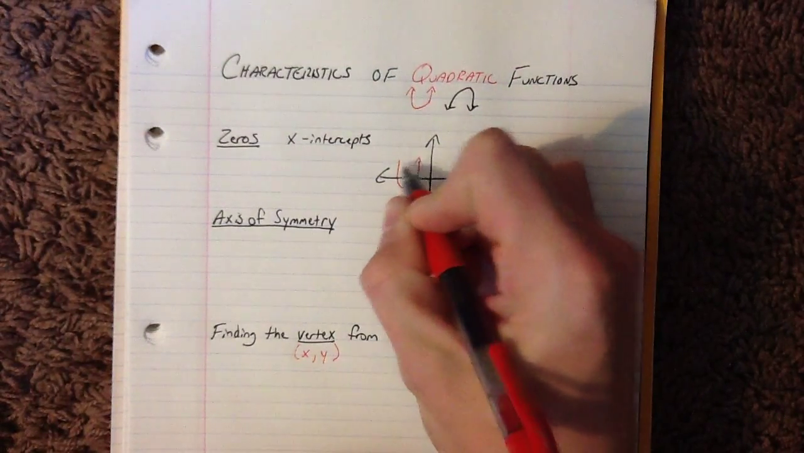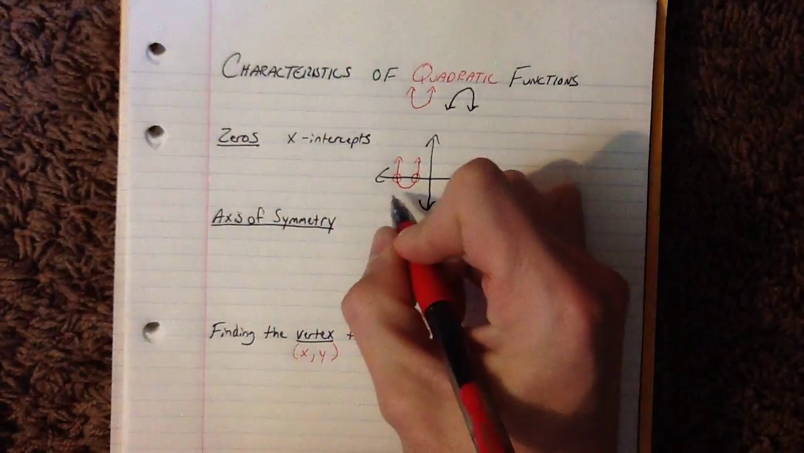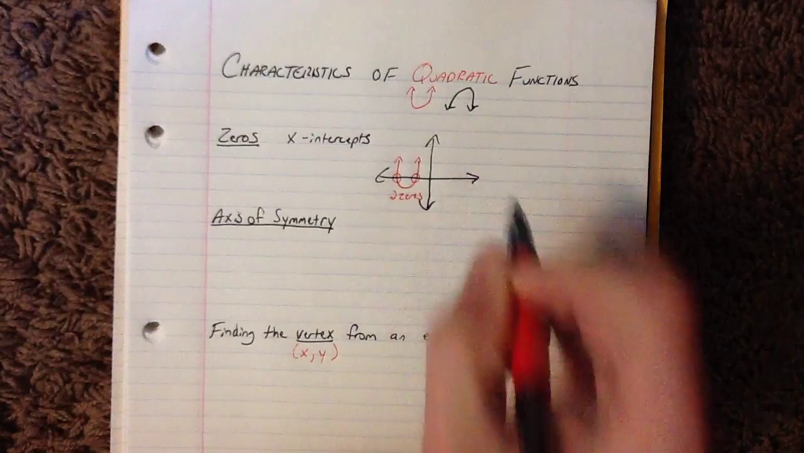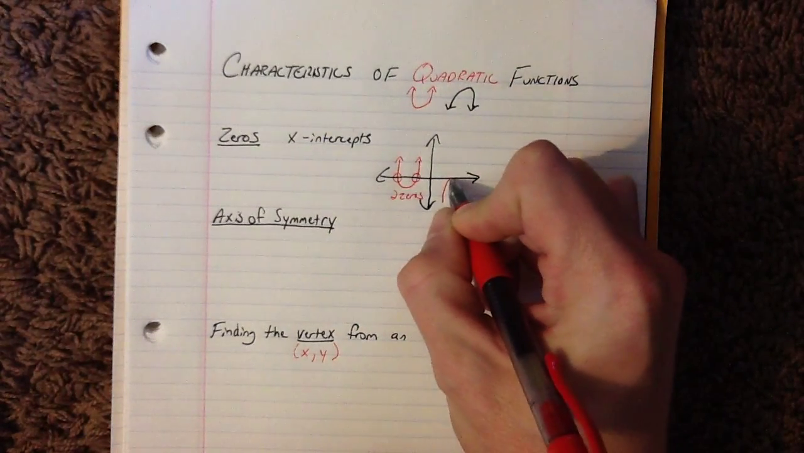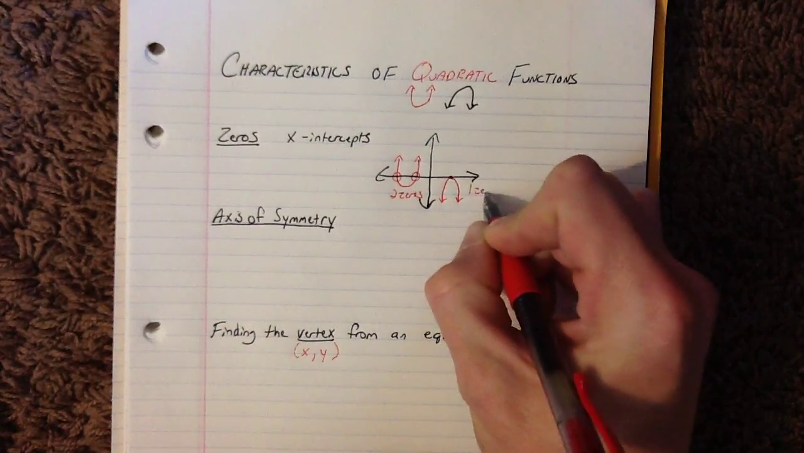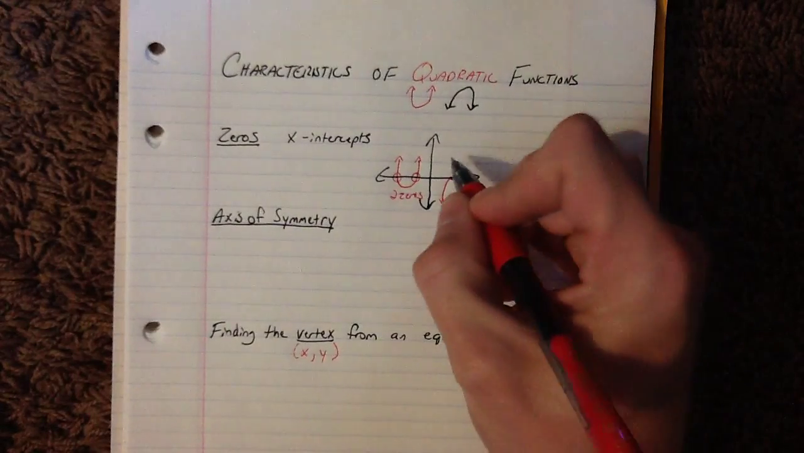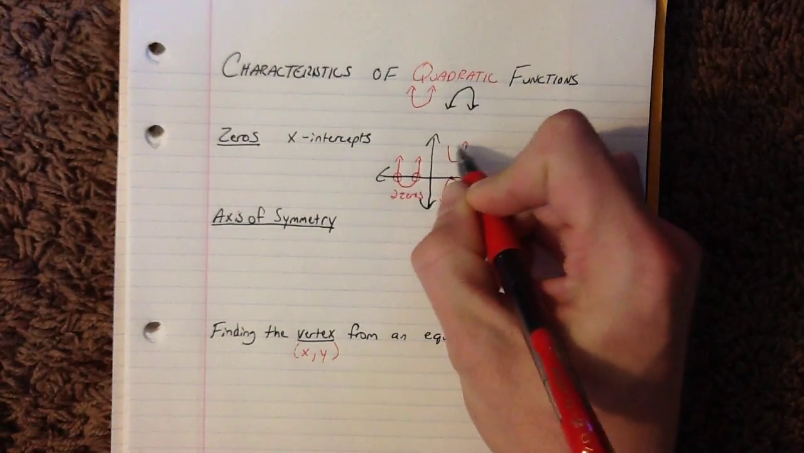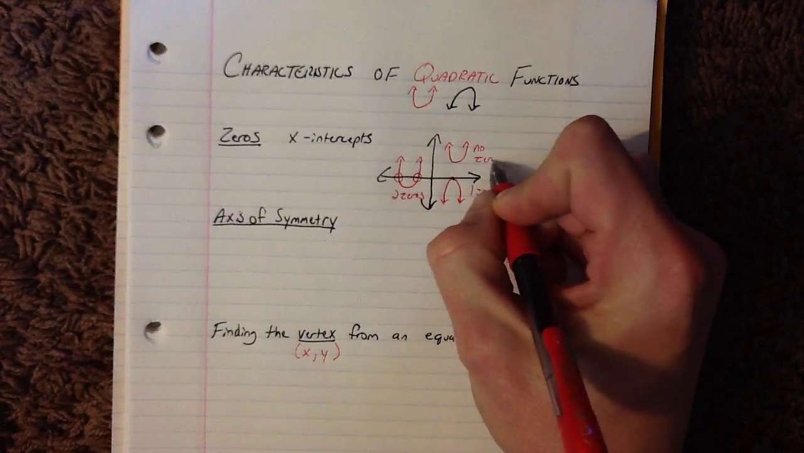A parabola that hits the x-axis twice, like this one, is said to have two zeros. If it only hits it once, say this one for example, it's said to have one zero. Just one place it touches the x-axis. And then some parabolas don't touch the x-axis at all, like this one. This is said to have no zeros.